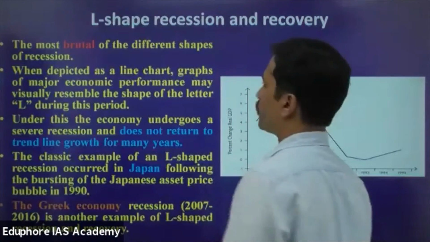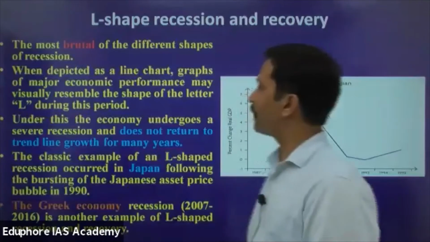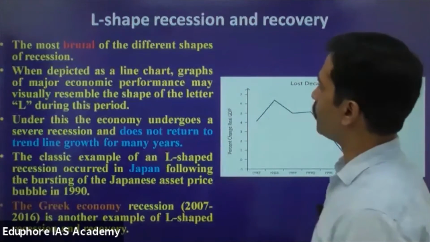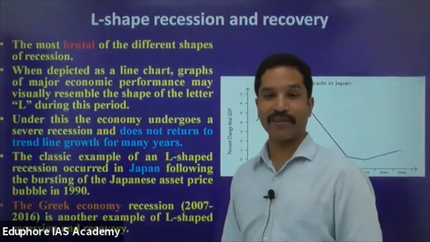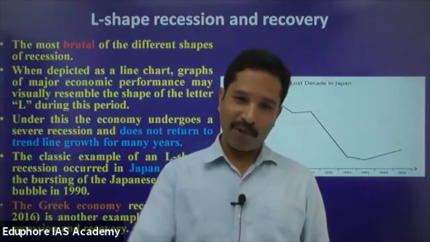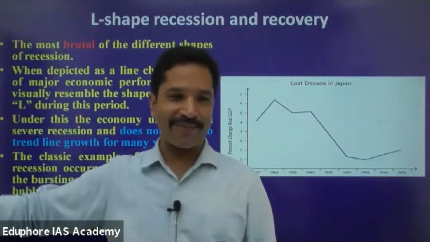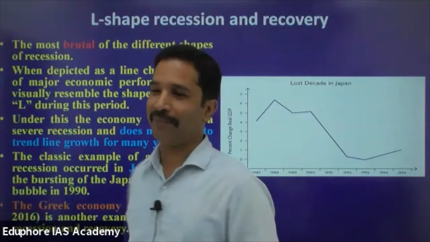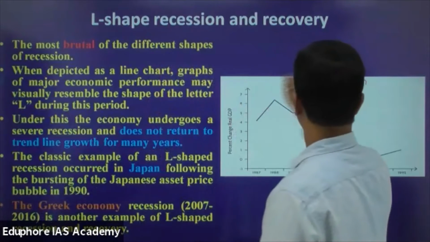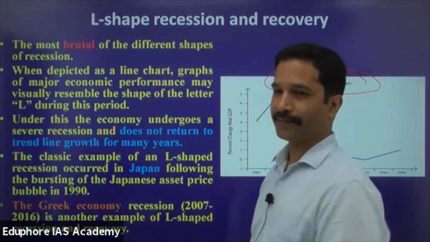Now there is L-shaped recovery. This is another thing. The most brutal of different shapes of recession. सबसे खतरनाक. Economy goes down, it remains there for a sustained period of time. It happened in Japan. It is called lost decade in Japan.